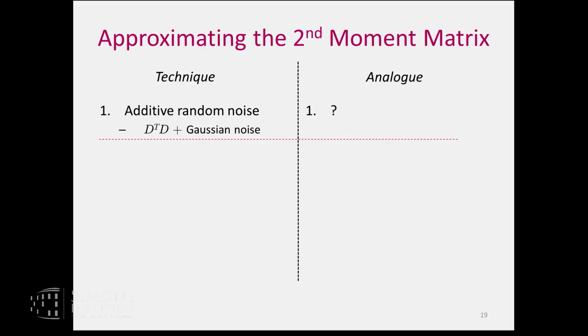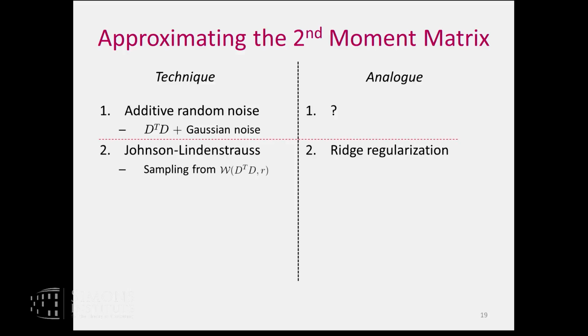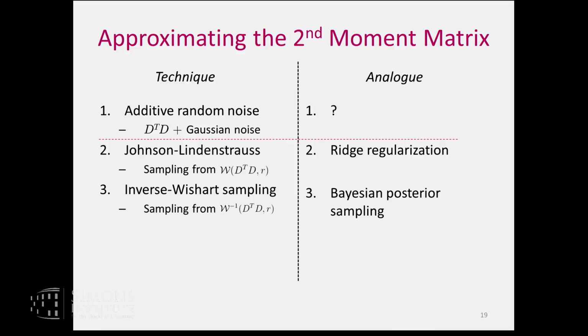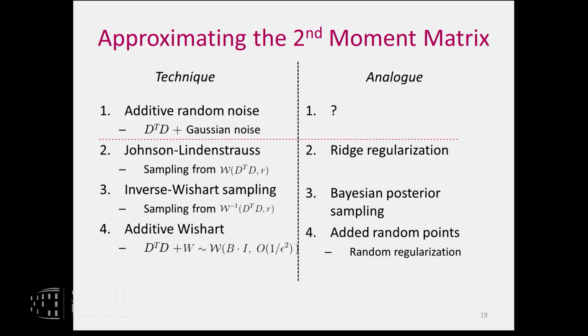So just to recap this analogous thing: the additive random noise, the Dwork et al. paper, I don't think there is an analogous existing technique that corresponds to it nicely. Sampling from a Wishart distribution is like projecting the data with a Johnson-Lindenstrauss transform, and it will correspond to the Ridge-Regression. Sampling from the inverse Wishart distribution will correspond to sampling from a posterior distribution, according to Bayesian analysis. And the additive Wishart will correspond to either using random regularization or padding my data with a random set of points.